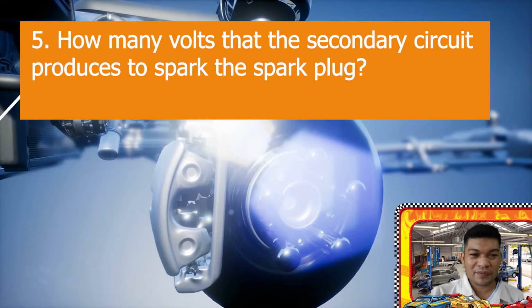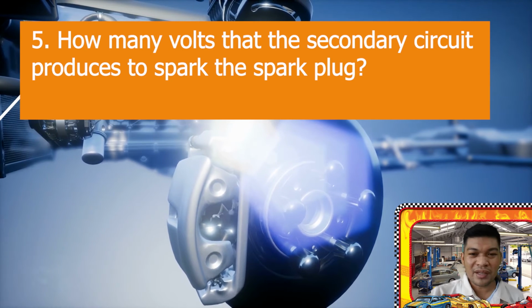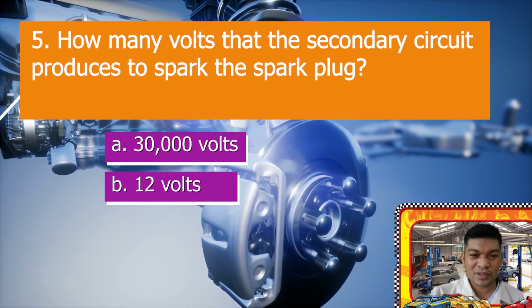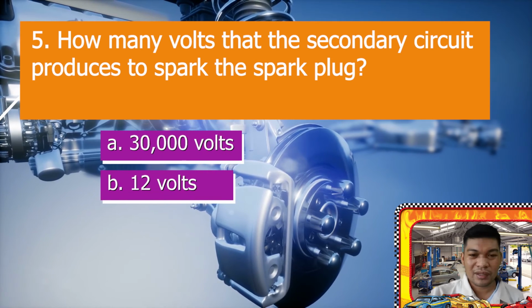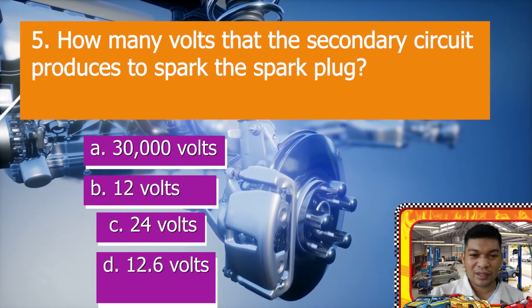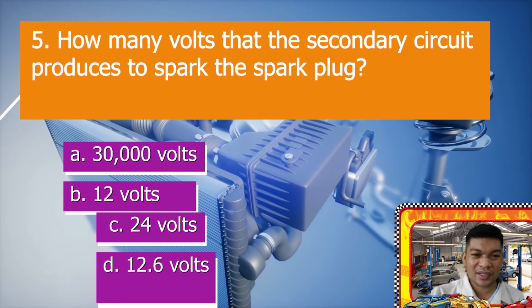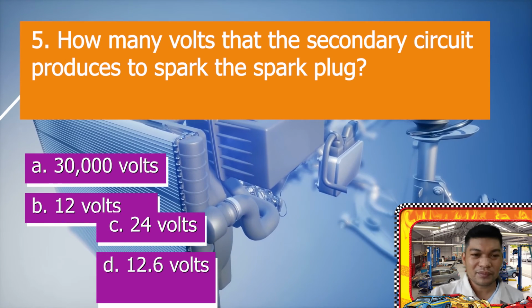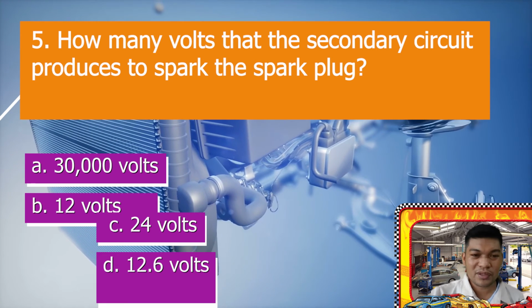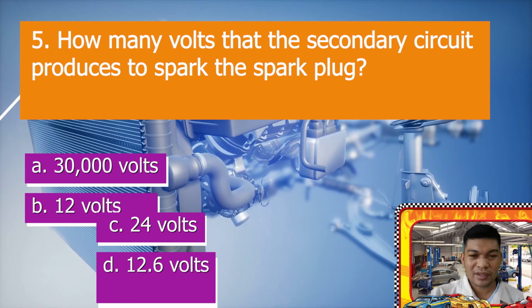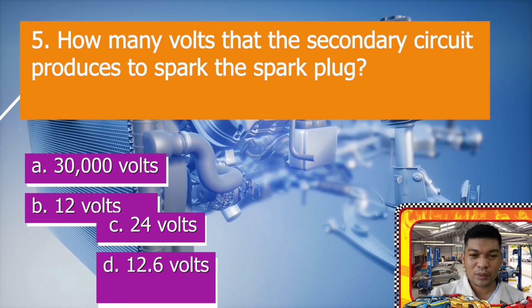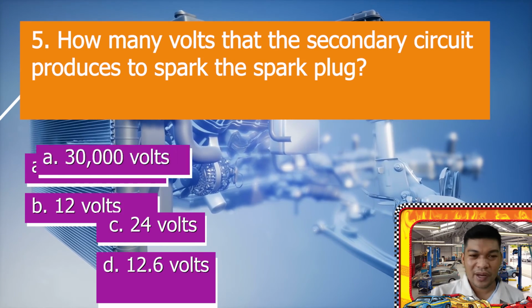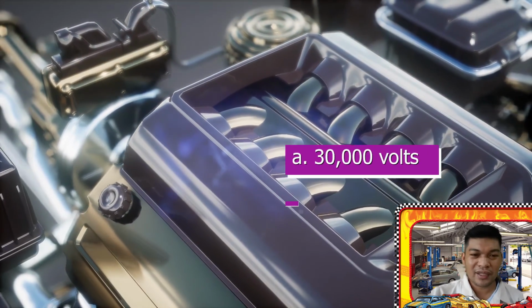Let us proceed to number 5. How many volts does the secondary circuit produce to spark the spark plug? Letter A, 30,000 volts. Letter B, 12 volts. Letter C, 24 volts. Letter D, 12.6 volts. What is the right answer? Very good. The answer is letter A, 30,000 volts.